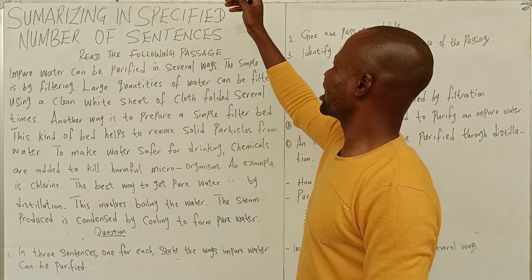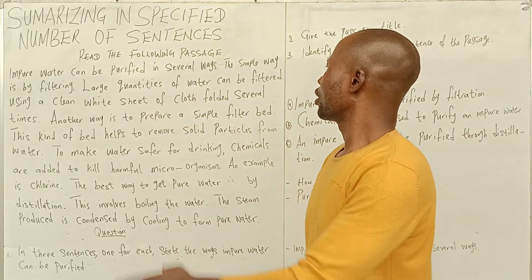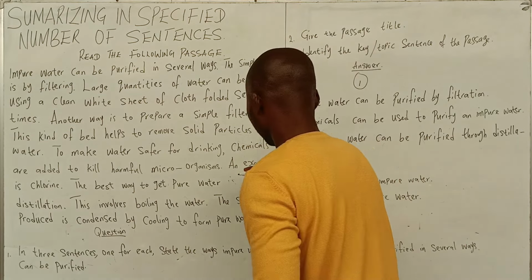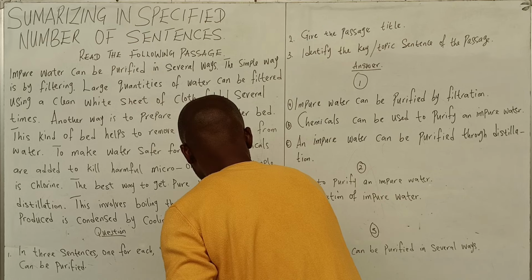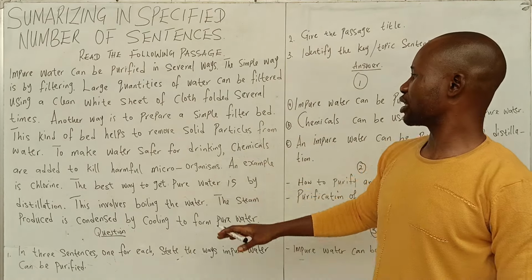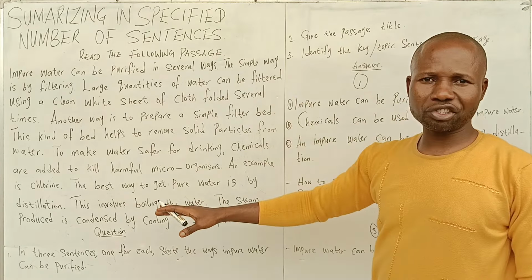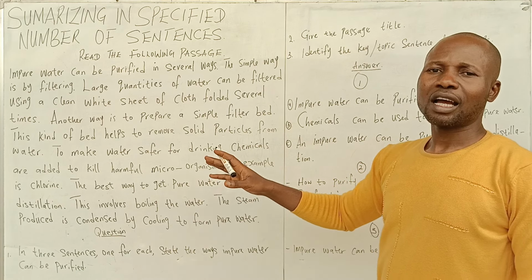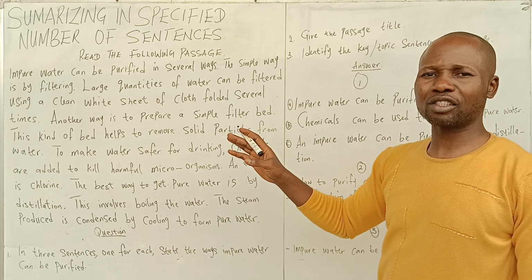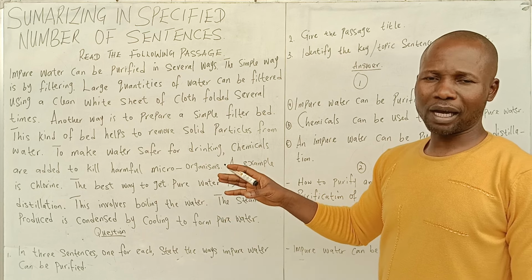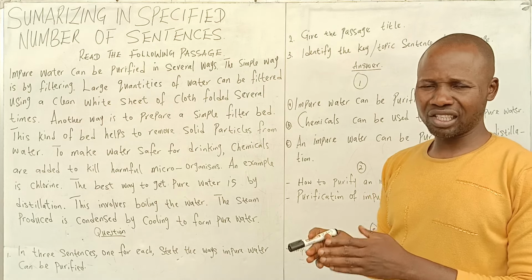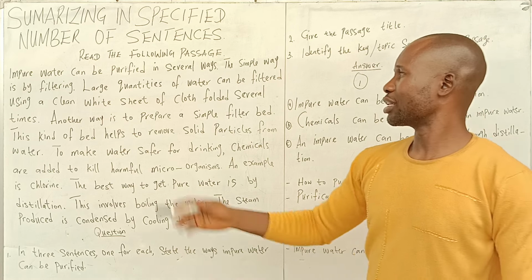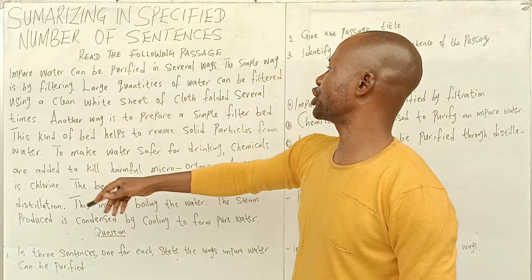Now, summarizing in a specified number of sentences. We are going to read this passage, and once we finish reading it, we are going to use it to learn how to summarize in a specified number of sentences. Number two, how to identify a topic sentence. Number three, how to give a passage a title. Now let us read the following passage.